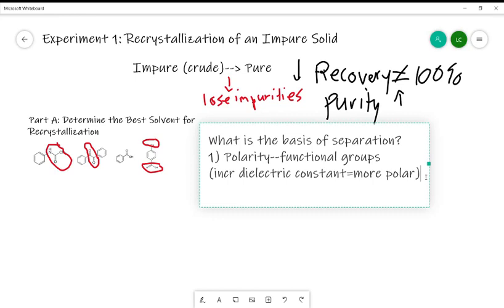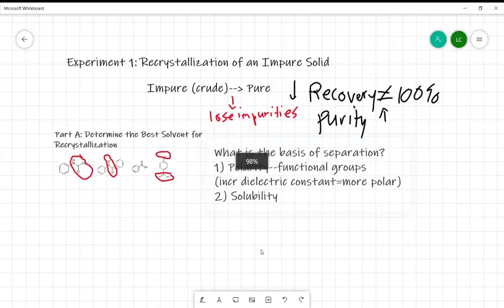Okay, and then the second part of this experiment, the second part of the basis of separation, is that you want to know your solubility. So essentially, what is a great recrystallization solvent?